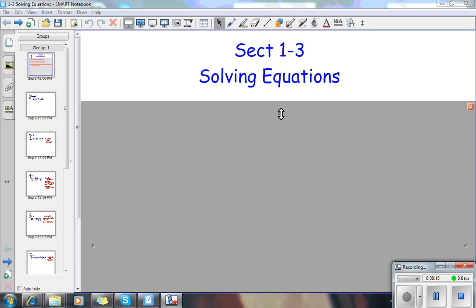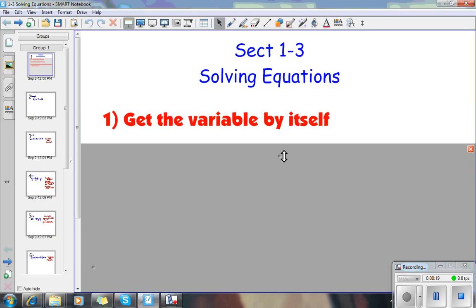There are 3 things to remember when you are solving equations. And the first thing is always remember that you are trying to get the variable by itself. And this is true whether you are solving simple equations that we're going to start out with, or if you eventually are in a calculus class or a very high-level math class and you're solving an equation, you need to try and get the variable by itself.